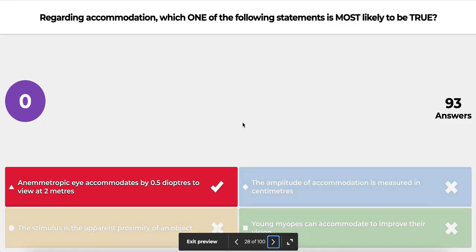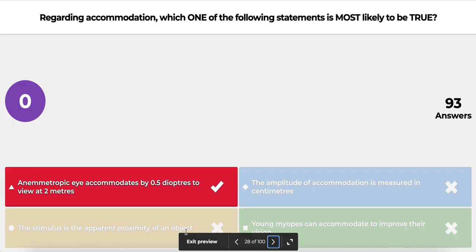So the correct answer is that the emmetropic eye accommodates by 0.5 diopters to view at 2 meters. This is the first and basic rule of optics, which is that the power of any lens is equal to the reciprocal of its focal length. So in order for an eye to see an object at 2 meters, it needs to accommodate about 0.5 diopters. The amplitude of accommodation is measured in diopters, not in centimeters, while the range of accommodation is what is measured in centimeters. The stimulus is not the apparent proximity of an object.